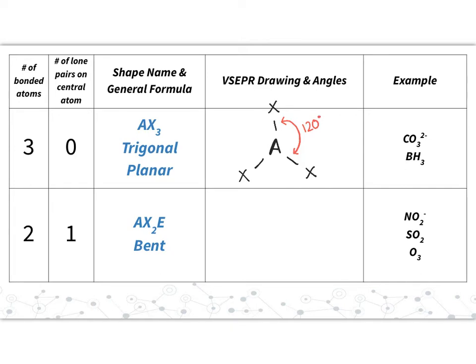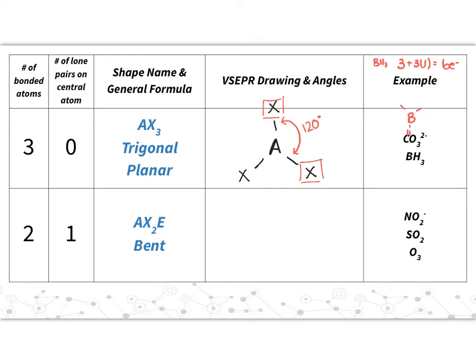Again, it looks like I'm measuring to the electrons, but remember, it's the atoms that we've measured between. We assume that the electrons are the reason that they are repelling one another and getting as far apart as possible, to 120 degrees. Some examples are CO3 2-, the carbonate ion, and I'm going to draw a boron here. If we were to go through our Lewis dot diagrams, boron has 3 electrons, and each hydrogen has 1.